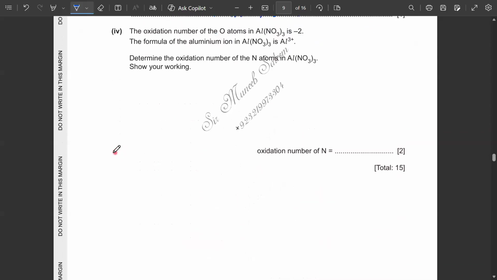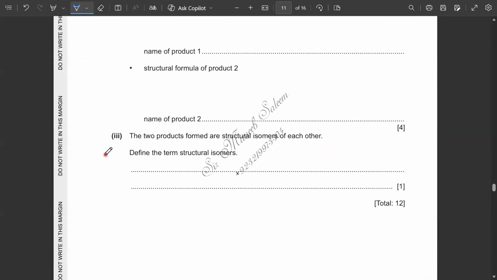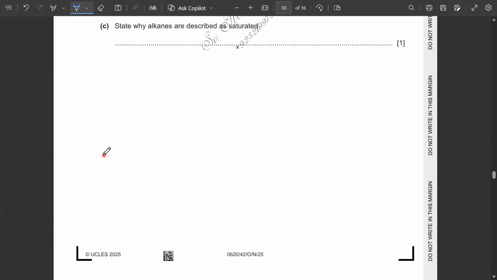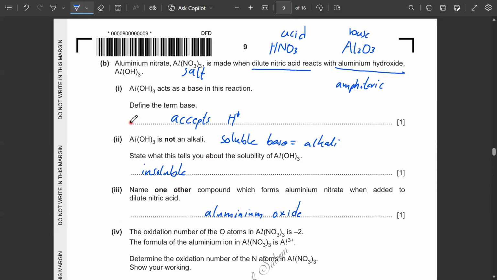Part 4 is not included in our revision of the chapters. So that's it. We have done the related questions of this paper.